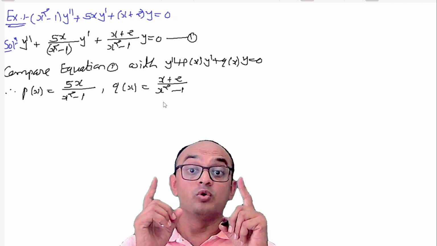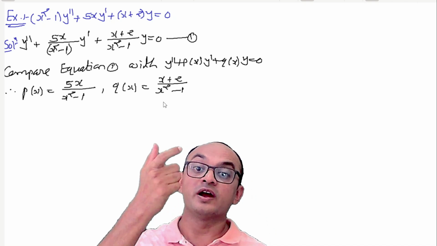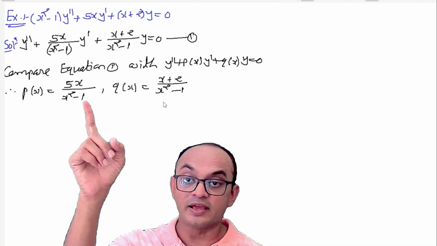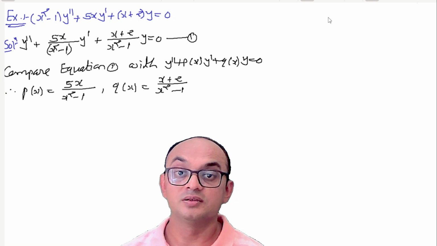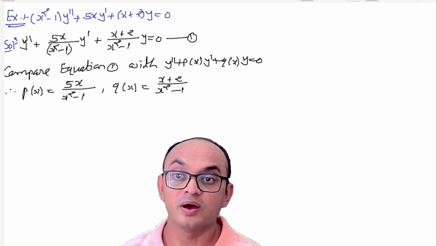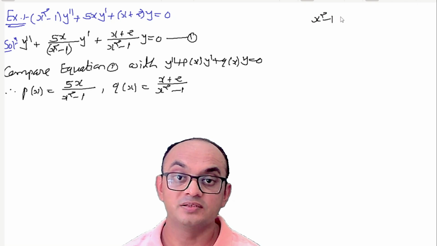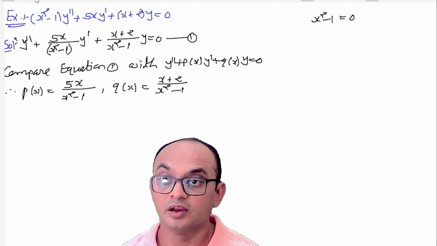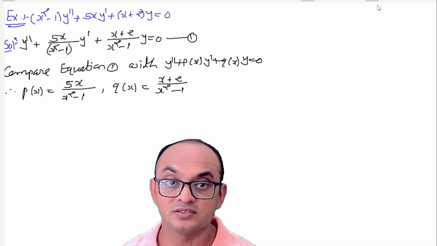Right. What I told you, to find the singular points, what do we do? We find out the denominator, compare with 0. So what is the denominator here? x squared minus 1. So x squared minus 1 is equal to 0, say. Right. Let me use different colors so that you can understand that this is the extra work.